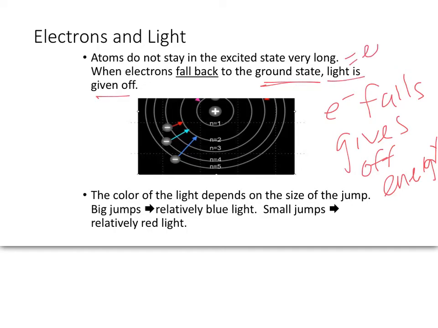Light is another source of energy. So, when you're looking at the colors, okay, that tells you about how big of a jump that was going on. Okay? Big jumps give off the most energy, so it's going to be blue and violet light. Small jumps give off the least amount of energy, so that's going to be mostly your reds. Okay?